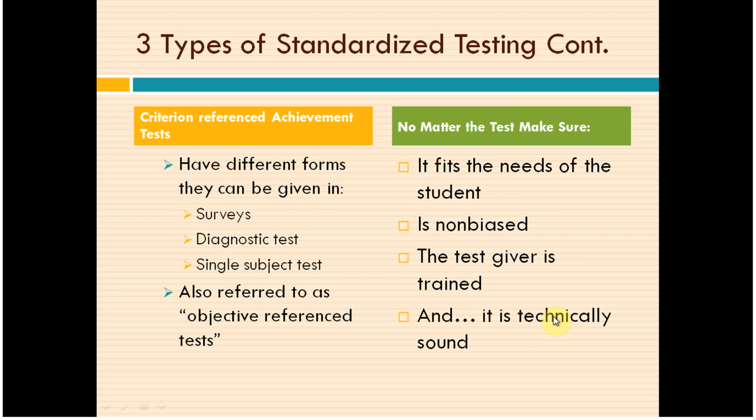The last type of standardized test is the criterion reference test, and they can be given in a variety of ways, such as surveys, diagnostic testing, and single subject testing. They are designed to measure objectives. They're not looking at the whole subject picture, they're looking at specific objectives of the test. This is why they are also referred to as objective reference tests. The main difference between criterion and norm reference tests is how they are scored. Criterion tests are focused on the number of objectives correct rather than the total score of the test.